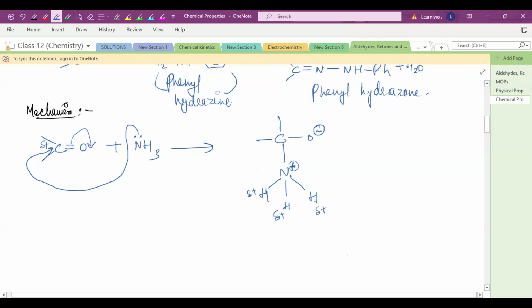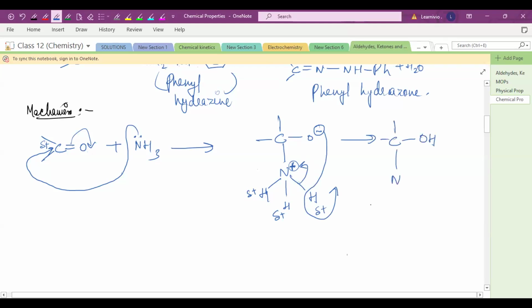Okay. Now this oxygen has a negative charge, so it will try to abstract this hydrogen. This is abstraction of a proton, right? The protonation of this oxygen is happening, and this bond will shift here. Okay, just cancel this positive charge. So next step: the oxygen will abstract this hydrogen.